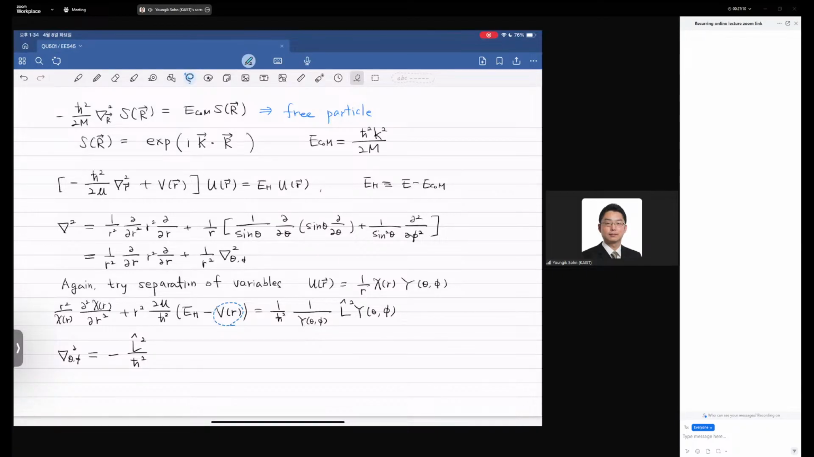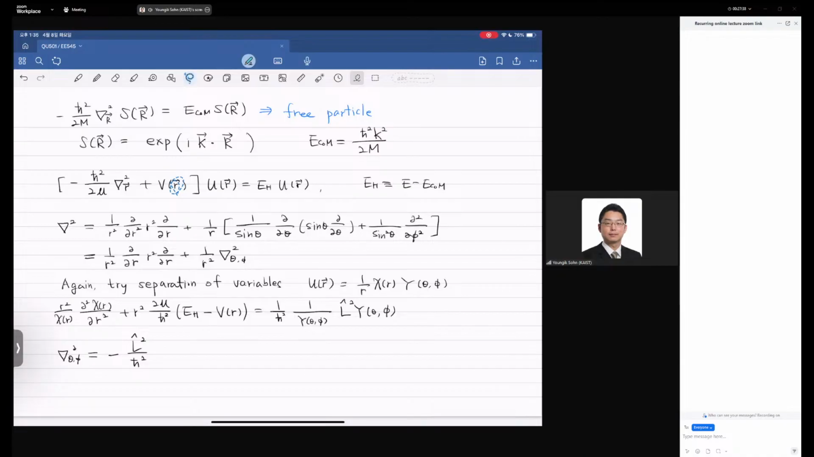Okay, so V is a function of R. It's not a function of the R vector, right? That's the Coulomb potential. Coulomb potential only depends on distance, and it doesn't depend on which angle they are at, okay? So their distance is only what matters. And by introducing the spherical coordinate system, you naturally have the small r here. So that's how we arrived at this point.